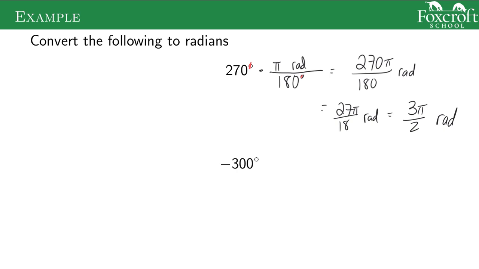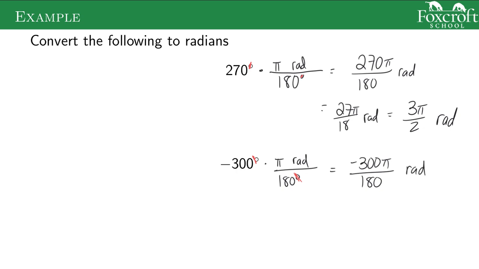But this is the same thing with any unit conversion you have. Just cancel out the unit you don't want, get the unit you do want. Negative 300 degrees. The negative is not going to do anything at the start. We're still going to multiply by pi radians over 180 degrees, because I know the degrees should be on the bottom, so that cancels. Negative 300 pi over 180 radians.